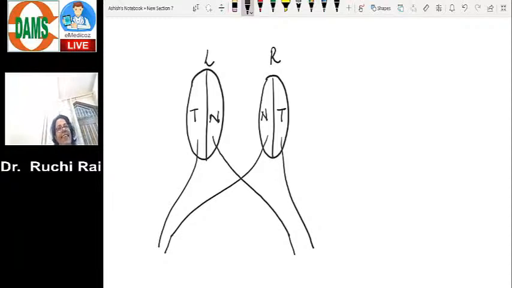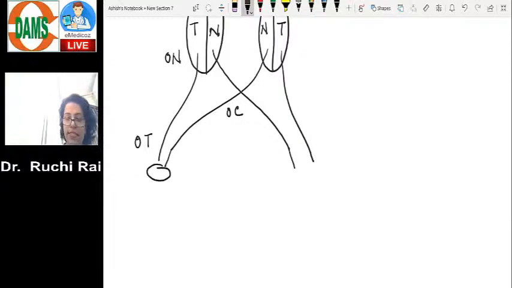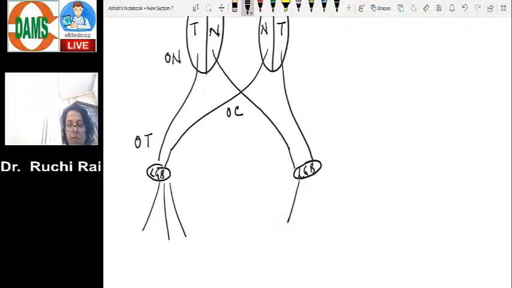We can see it very clearly. So the nasal fibers are decussating, temporal is not decussating. This becomes your optic nerve. This is your optic chiasma, optic tract, then lateral geniculate body. So this is your lateral geniculate body. From there, of course, the optic radiations. I'm making it in a simplified form, so I'm just making this like this.